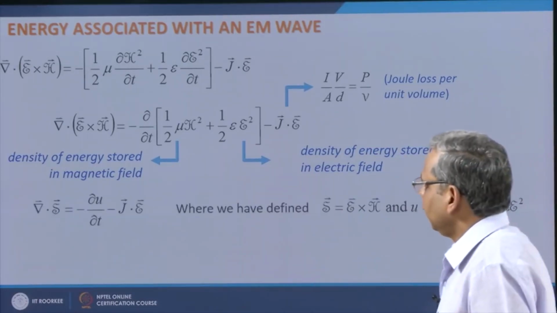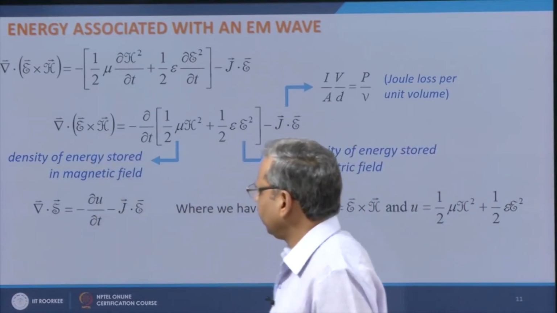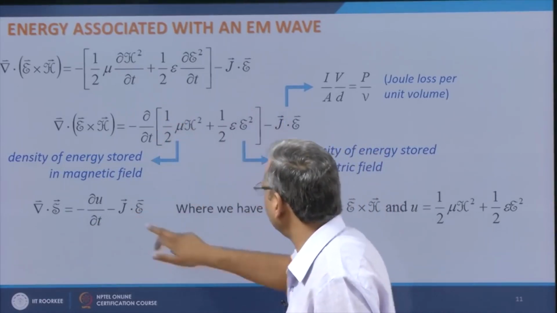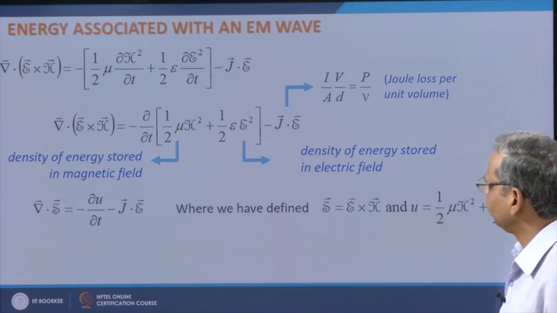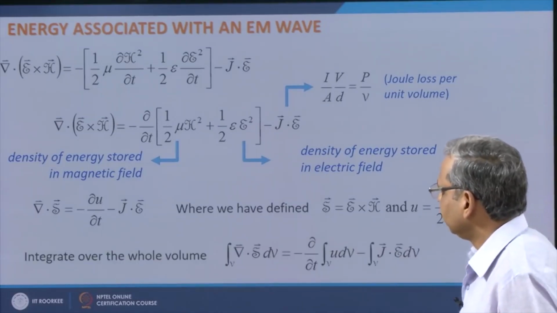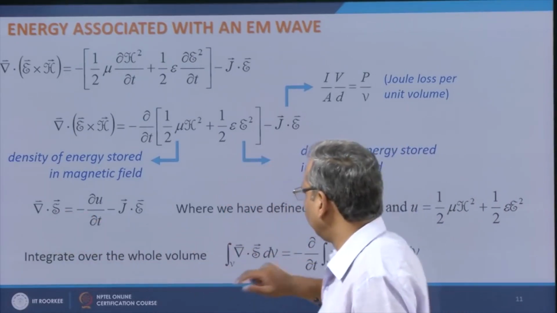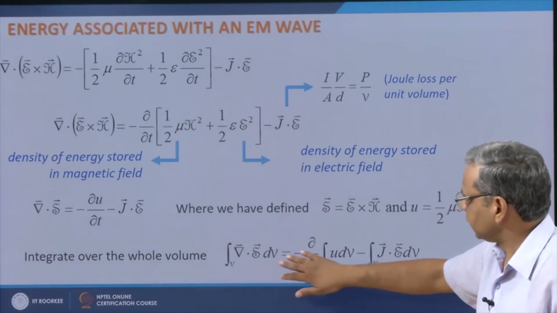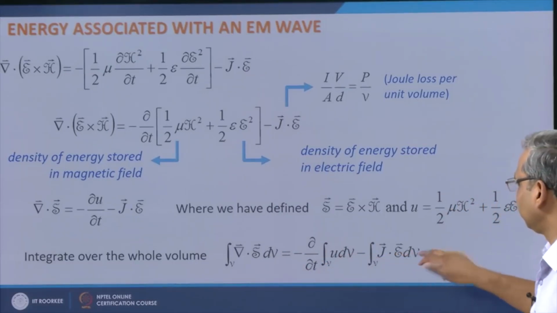Now, let me represent this E cross H as some vector S, and this energy density as U, which is the density of stored energy in the electromagnetic field. Then let me integrate it over the whole volume. Then I get that this is equal to minus del over del t of U dV minus J dot E dV.